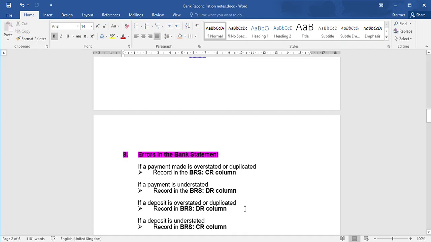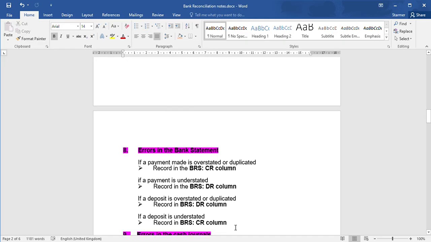If we're dealing with deposits, if a deposit is overstated or duplicated, now they've given us or said they owe us more money than they actually do, so to fix it, it's going to go in the debit column to decrease what they owe to the business. And lastly, if a deposit is understated, that means that they've said that they owe us, let's say 100, maybe they owe us 500, so we need to record that they owe us an extra 400. So those are going to go in the credit column.